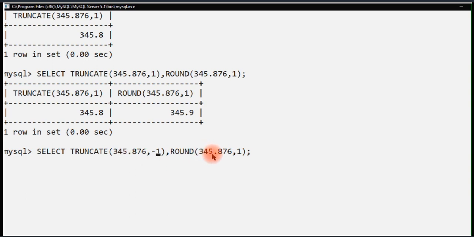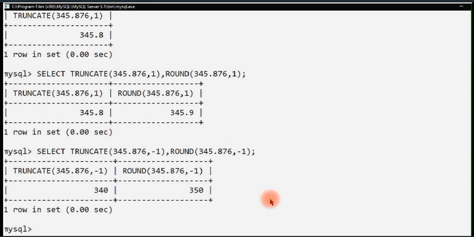But in case of round function, again here I have to give -1, otherwise it will have a positive effect. Now in -1, again this 5 will be converted into tens. Now it is 5 or above value, so it will be converted into the next 10. So here in the round case you will get 350. This way it works. Same is the case with -2.